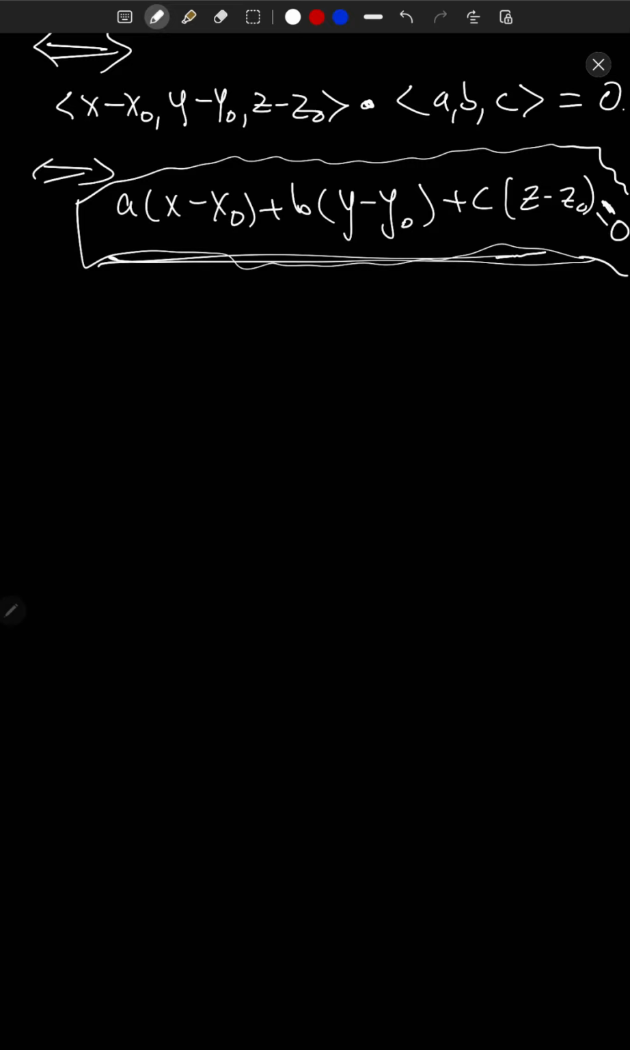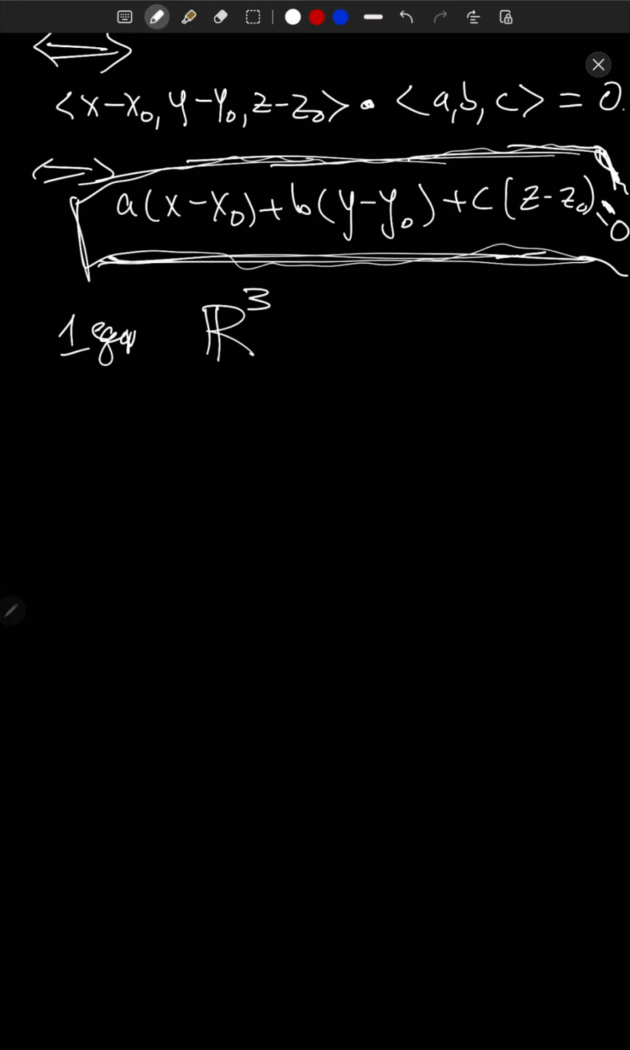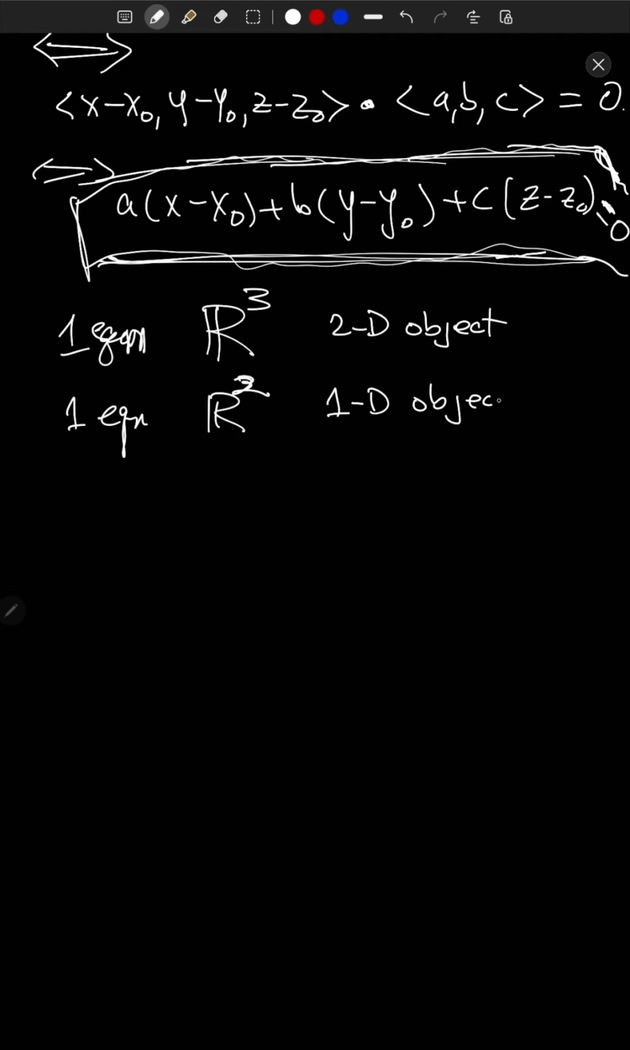Notice that for a plane in R3, you can describe it with just one equation. And remember, for lines in the plane, you could also describe them with just one equation. That's because, in general, whatever dimension you're in, if I give you one equation in R3, that's going to describe a two-dimensional object, like a plane. One equation in R2 is going to describe a one-dimensional object. So in general, one equation in Rn is going to describe an n minus one dimensional object.